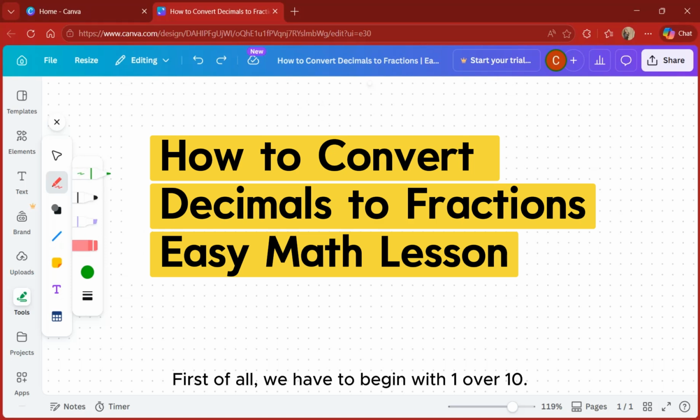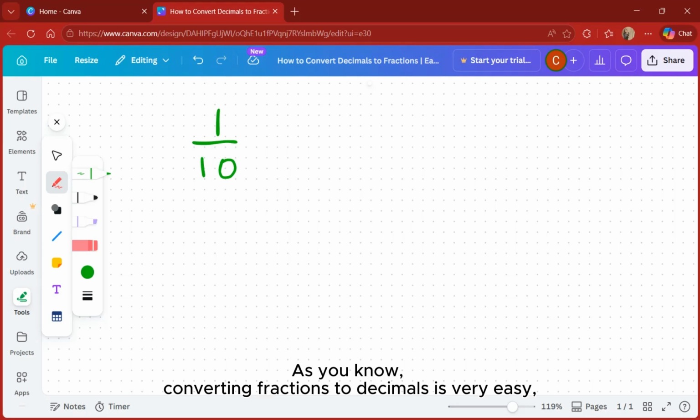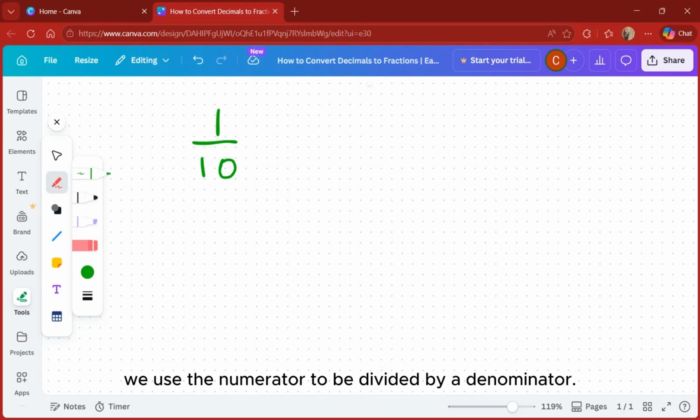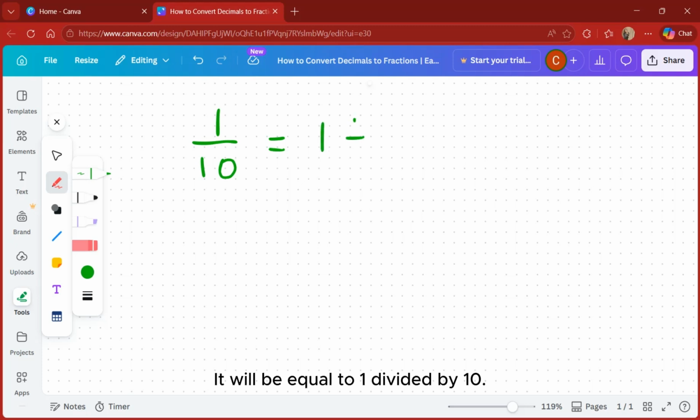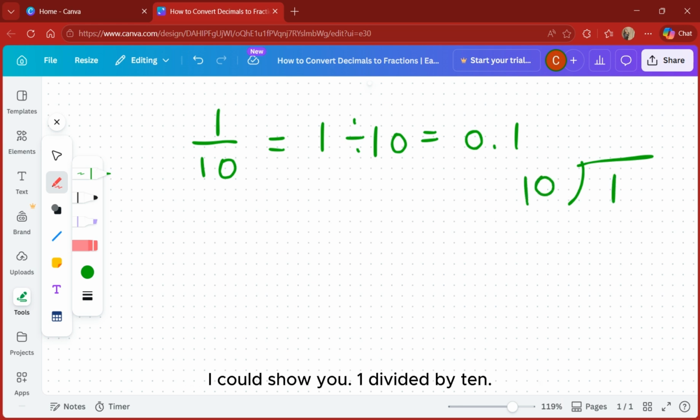So first of all, we have to begin with 1 over 10. Convert fractions to decimals. It's very easy, right? We use the numerator to divide it by the denominator. So it will be equal to 1 divided by 10. We got 0.1. If you're not familiar with the division, it's fine. I could show you. So 1 divided by 10.